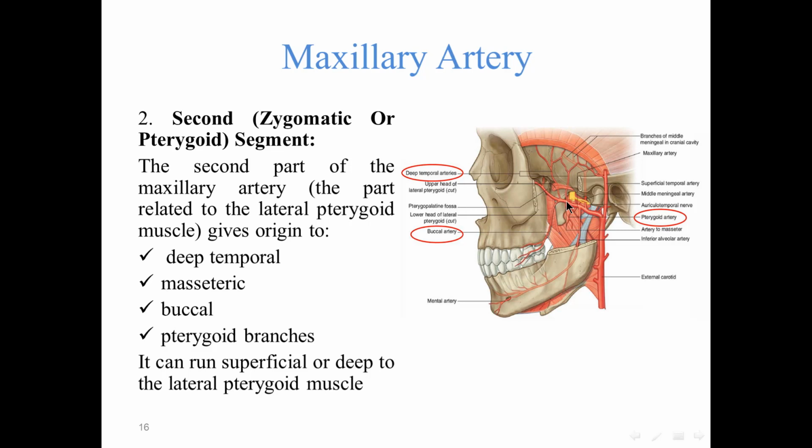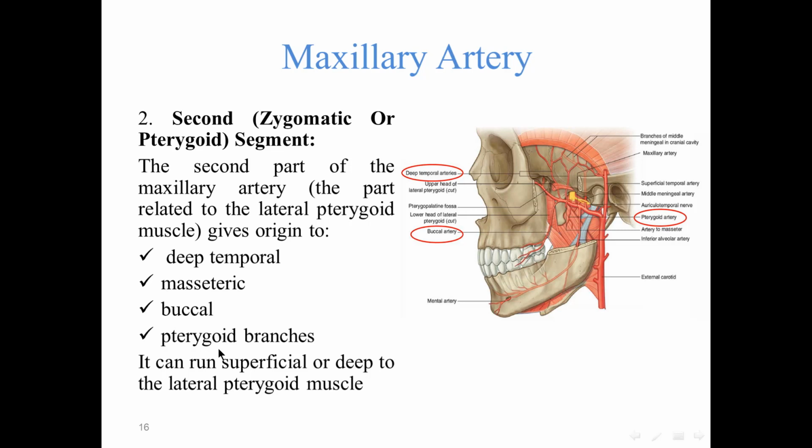The second part of the maxillary artery is the part related to the lateral pterygoid muscle and gives origin to the deep temporal artery, which ascends to the temporal fossa and supplies the temporalis muscle, and also the masseteric, buccal, and pterygoid branches.